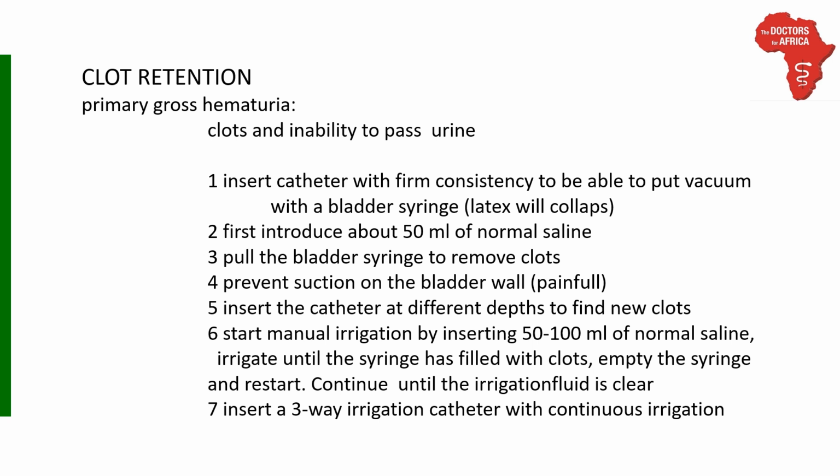Start manual irrigation by inserting 50 to 100 ml of normal saline and irrigate until the syringe has filled with clots, then empty the syringe and restart. Continue until the irrigation fluid is completely clear. Then insert a three-way irrigation catheter with continuous flow.